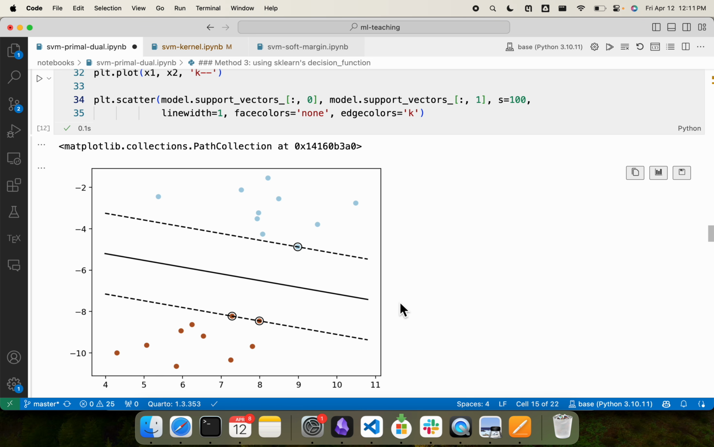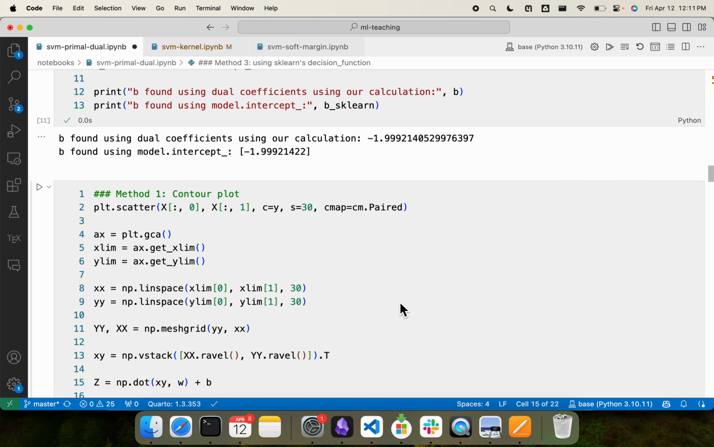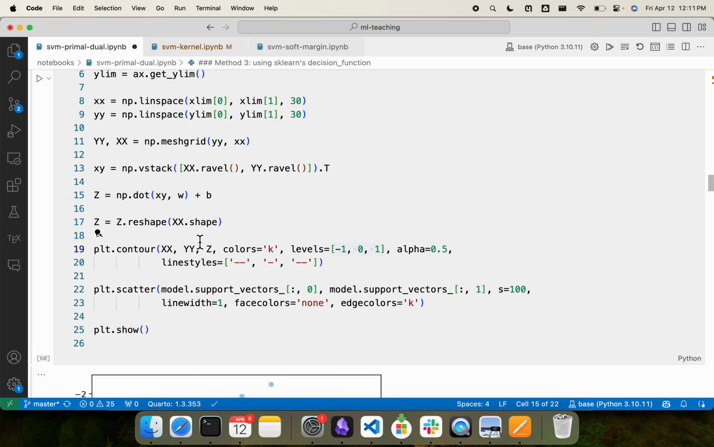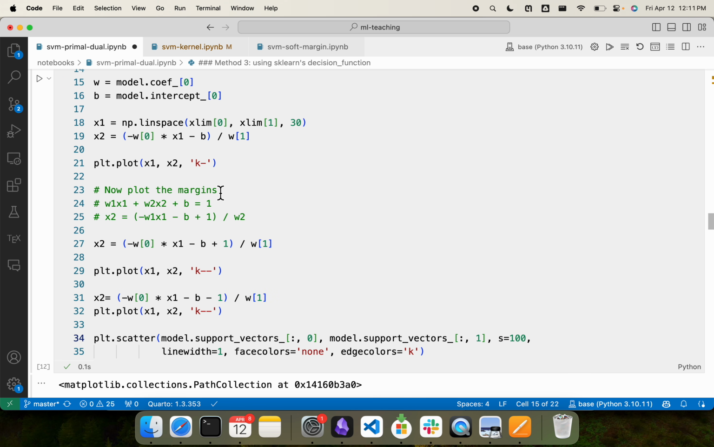We get the exact same lines, which is again giving us some more confidence in our implementation that we have correctly found the w vector and the b vector, and we can match this intuition, right? Importantly, here we were calculating wx plus b for all the points in the grid, and then we were looking at the values which are minus 1, 0 and plus 1. In the second method, we are just directly plotting those three lines because we know their equations.